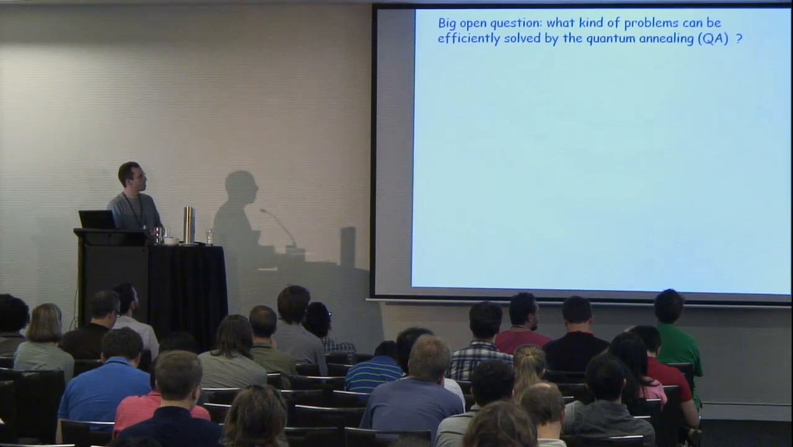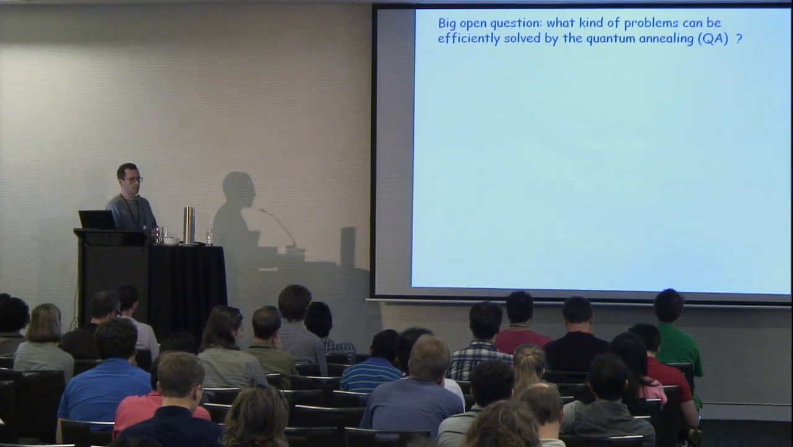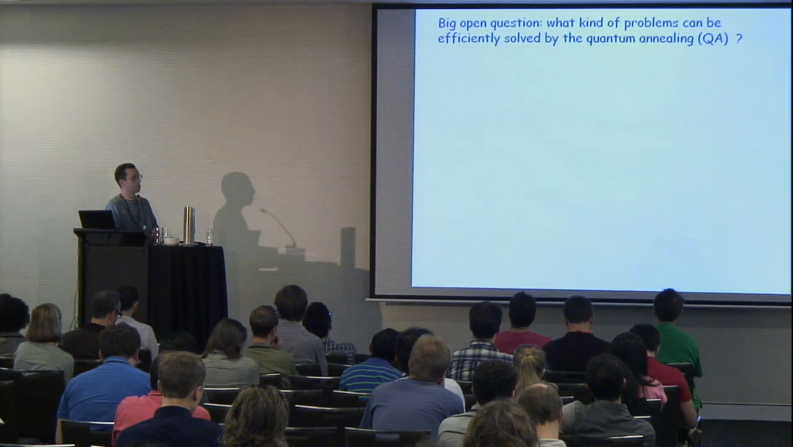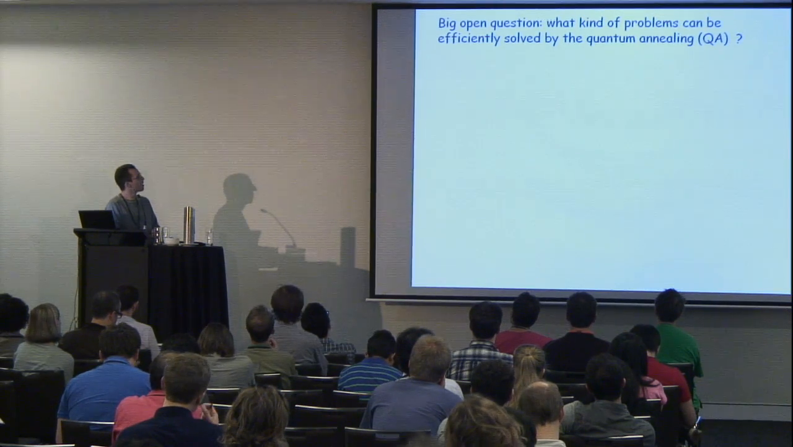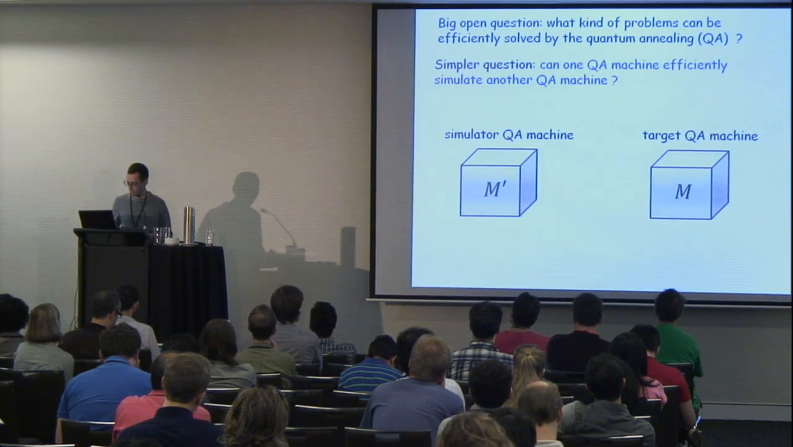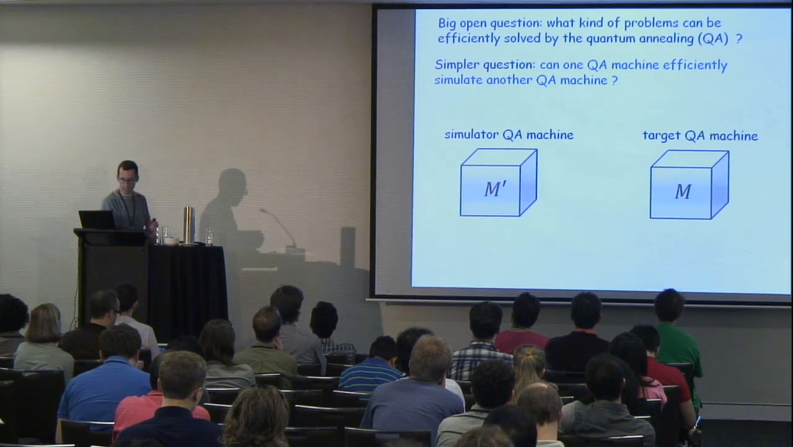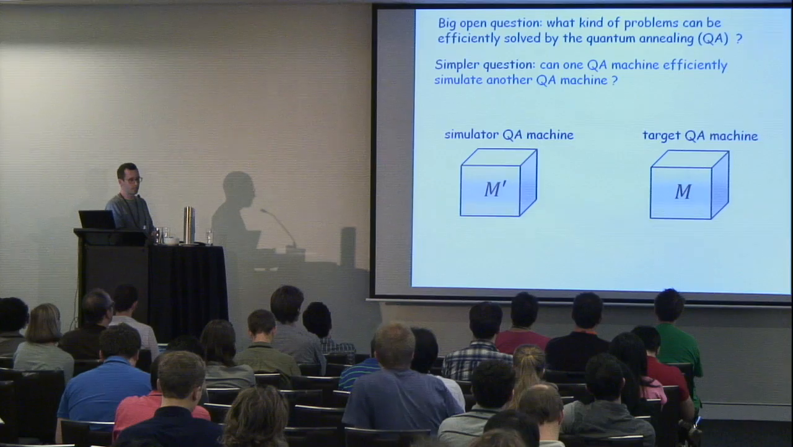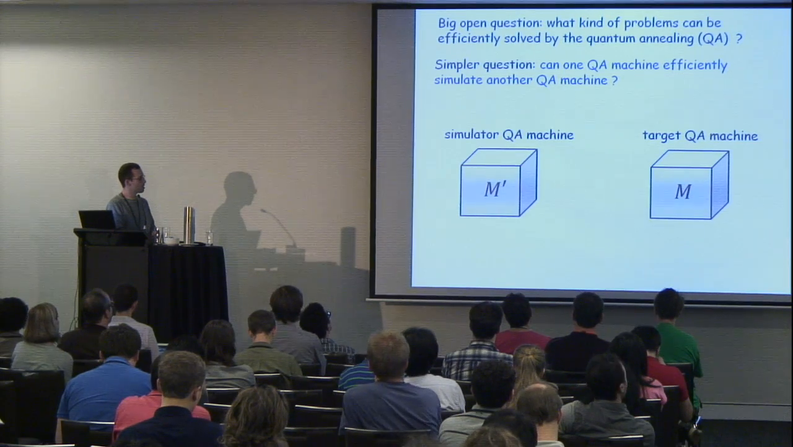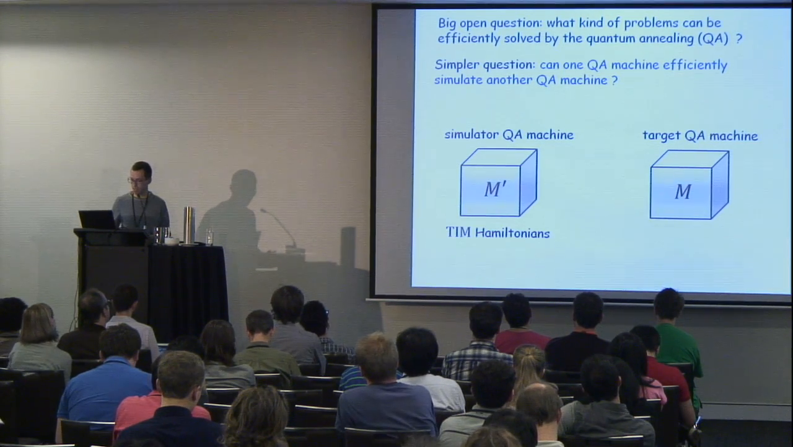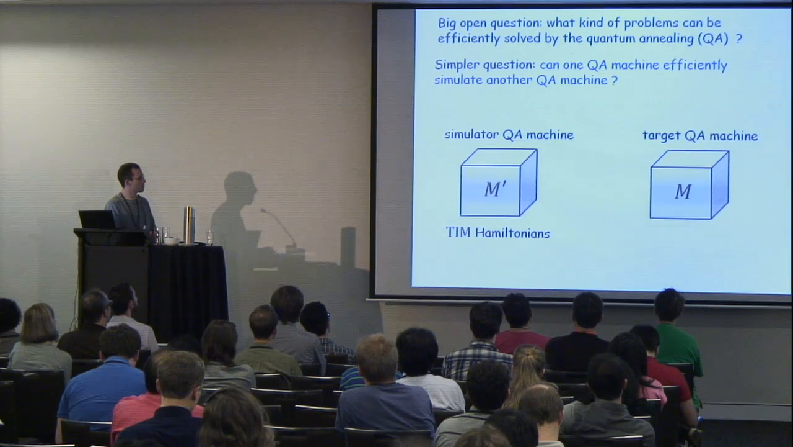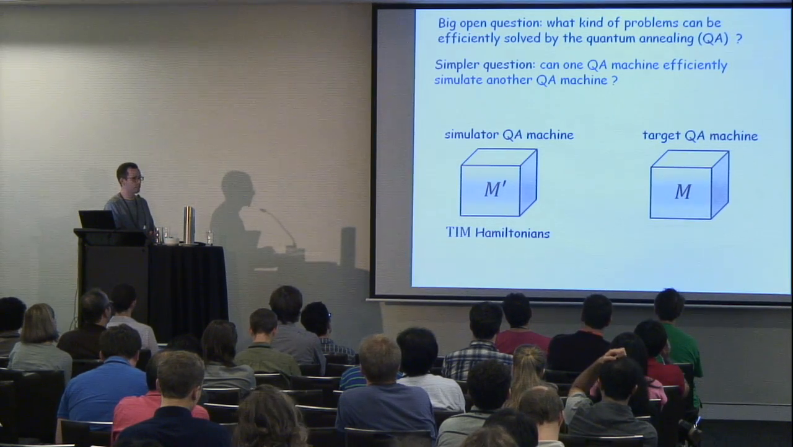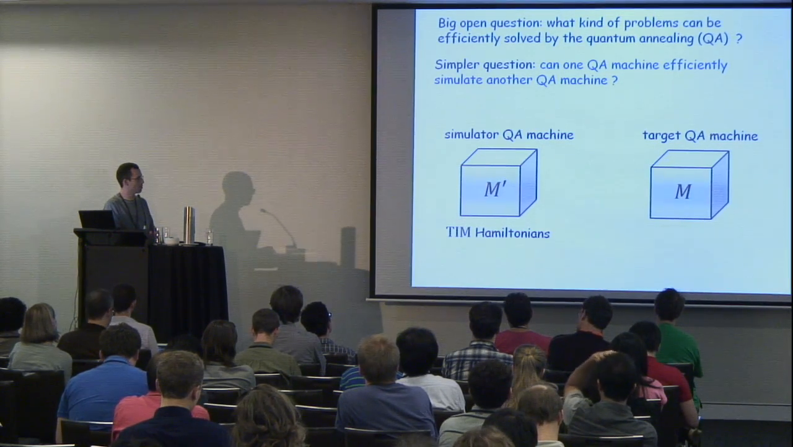And with this definition of quantum annealing, it's still an open question to determine what problems can be efficiently solved. And that's not the question that is addressed in this work. Here we're going to consider two quantum annealing machines, a simulator and a target. The simulator quantum annealing machine is going to be restricted to transverse Ising model Hamiltonians. So this is the sort of thing that we imagine that one could, in principle, build in the lab.